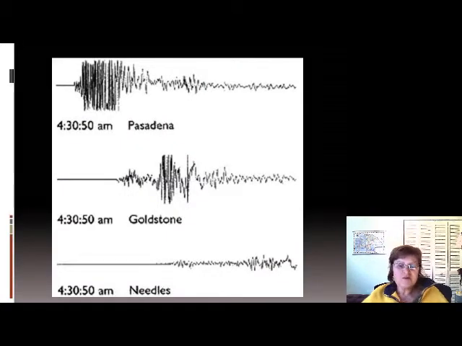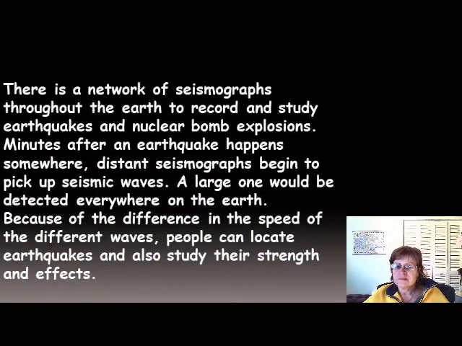This just shows you a couple of earthquakes. Like this one happened really, really far away. The next thing is that we have a network of seismographs throughout the Earth. So if there is an earthquake or nuclear bomb explosion, minutes after that, the seismographs are going to record it. If you have a very large earthquake, it will be recorded on every single seismograph on Earth. If you have smaller ones, they are only going to be recorded on local little seismographs.